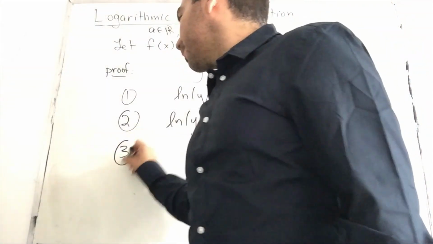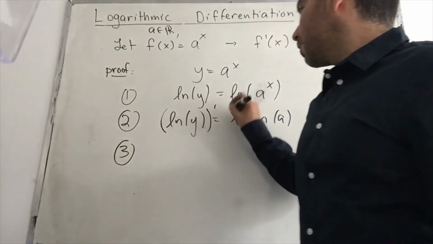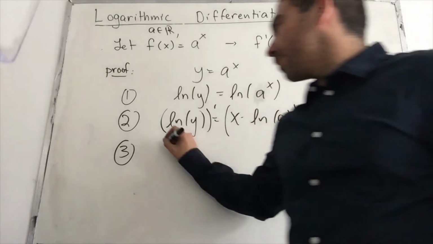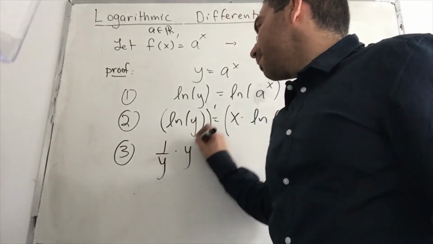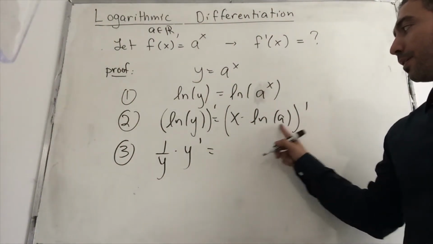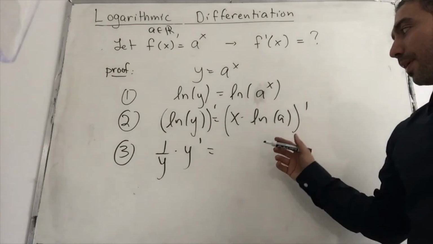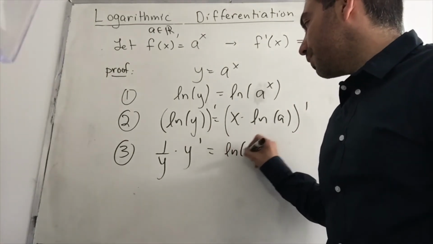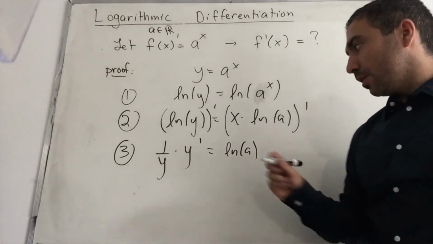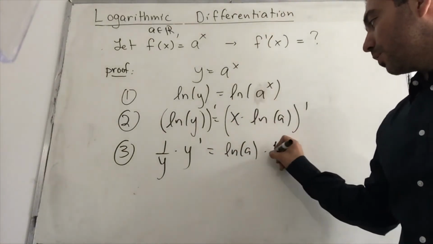Step 3, take the derivative on both sides. So let me just write prime. We're deriving with respect to x, giving us 1 over y times y prime due to chain rule. And on the right-hand side, ln of a, since a is just a number, ln of a number is just another number. So ln of a is a constant, so we're just going to leave it in the front. And we're taking the derivative of x, which is 1, so times 1.